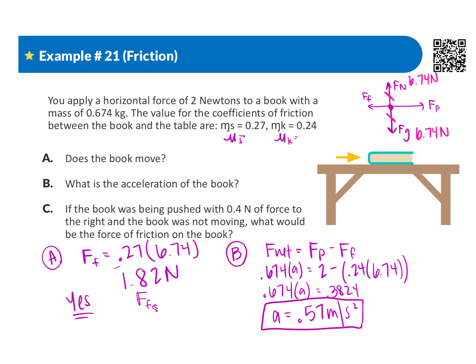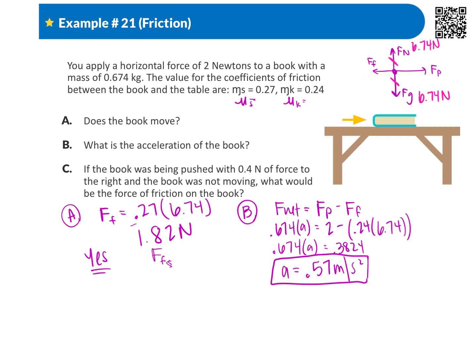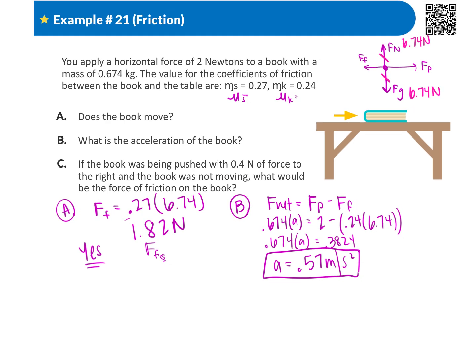Okay, if the book was pushed with 0.4 newtons of force to the right, and the book was not moving, what would be the force of friction on the book? Any thoughts on that one? That's exactly right. It would be equal, right? Our static frictional force would be just equal to our applied force because we wouldn't be able to put it into motion. So for part C there, it would just be equal, 0.4 newtons of friction.